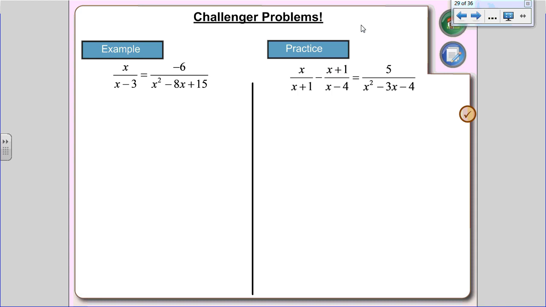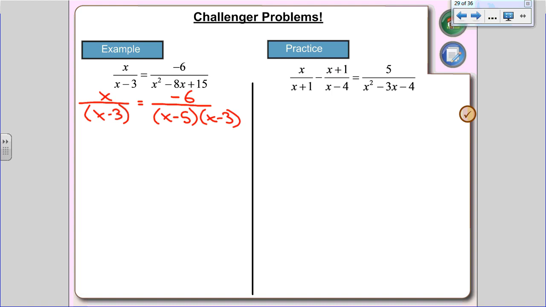This is going to become x divided by x minus 3. Notice that I put it in brackets. Equals negative 6 divided by, if you diamond method that thing, things that multiply to be 15 and add to be negative 8 would be x minus 5, x minus 3. Now that it's factored, you have to write out your NPVs. X gives you 5 or 3.